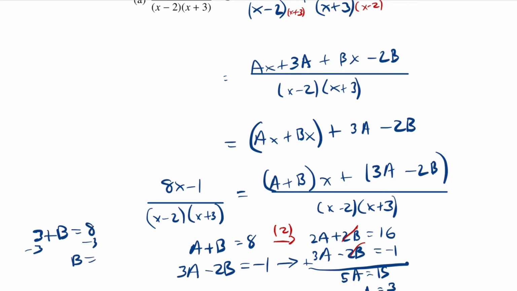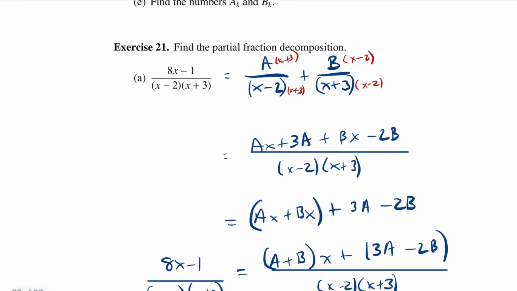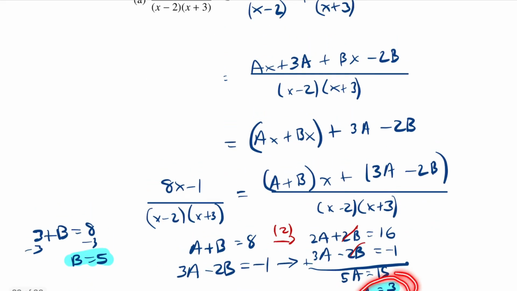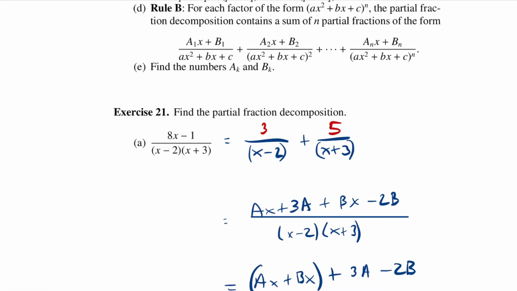Once you have your two variables solved for, you can go back up to here, erase this part in red, and replace the a with 3. So this becomes a 3. And replace the b with 5. And that is our final answer. We just decomposed the fraction on the left. We separated that into two separate fractions. So that's how you go about this.